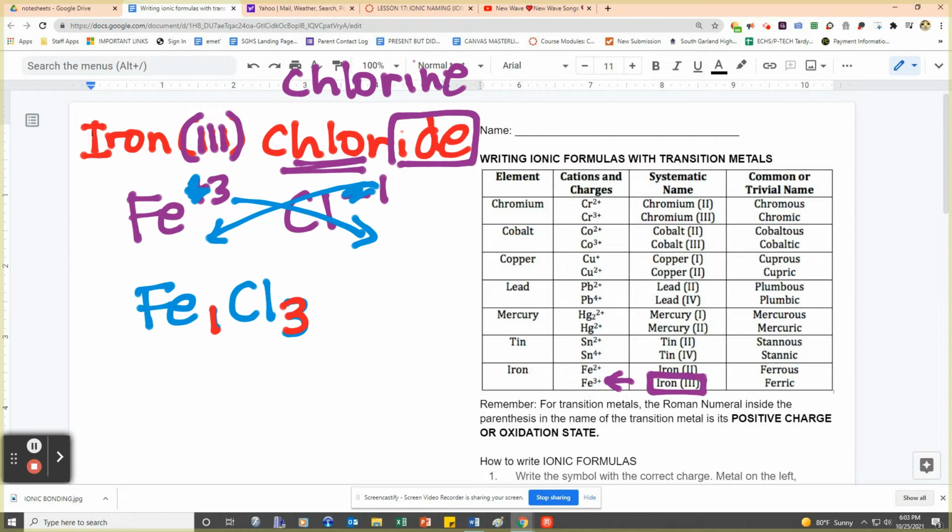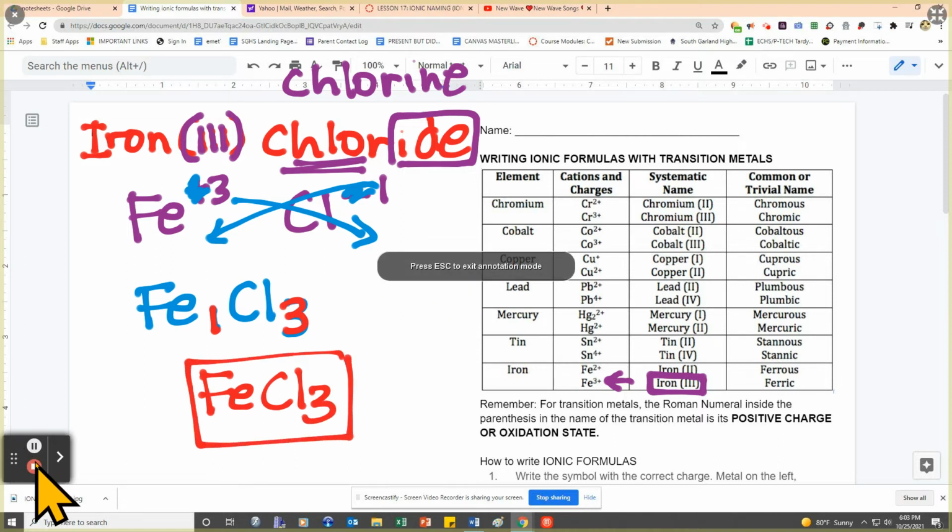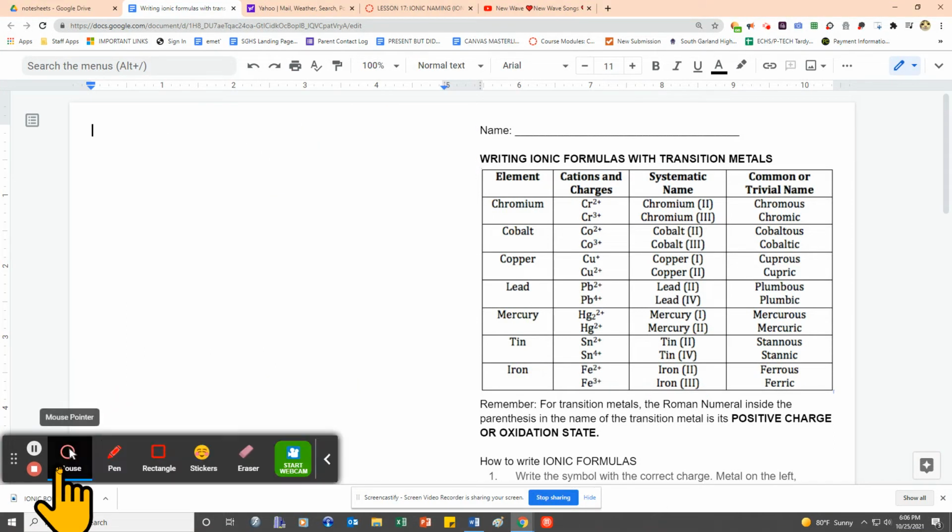So what do you do? That's it. That's the answer. So the final answer here is FeCl3. And that is the correct answer right there. So don't forget, 1 is invisible.